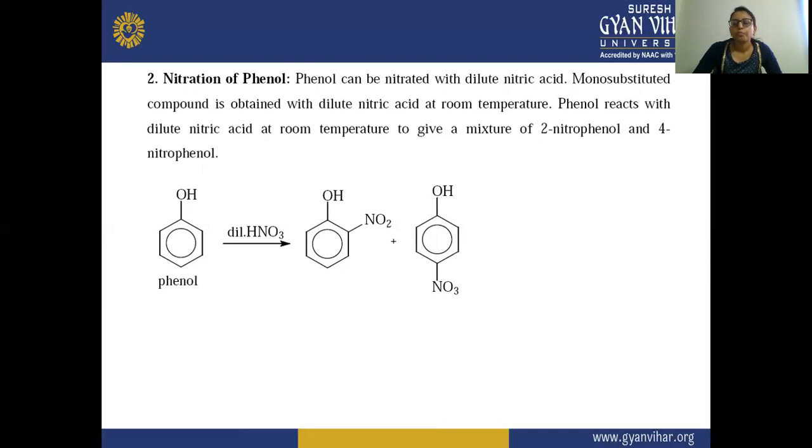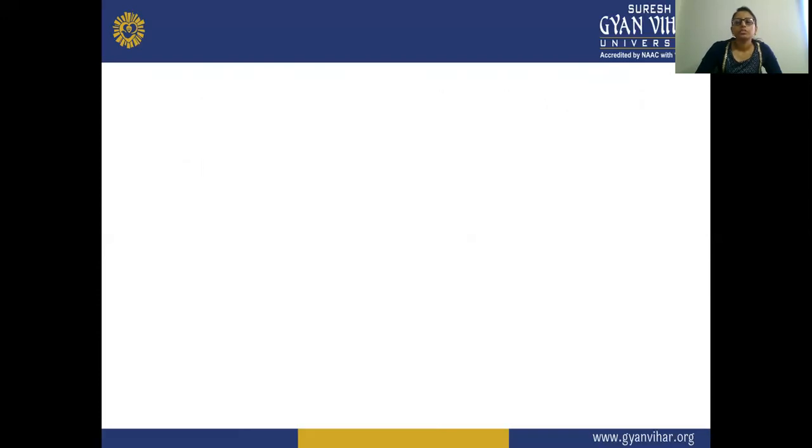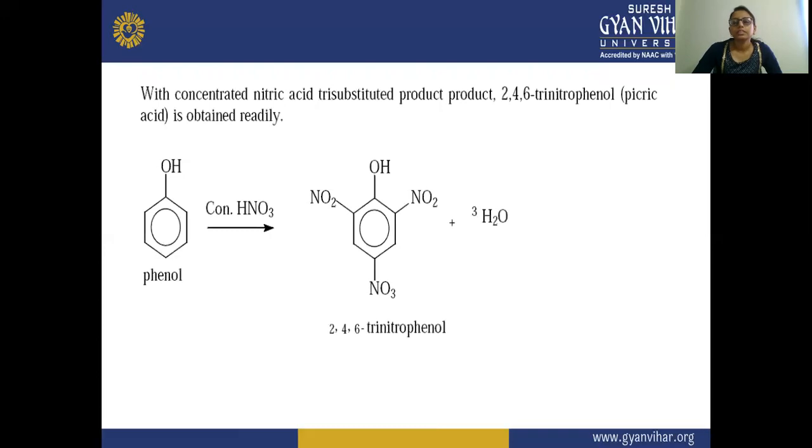So when phenol is nitrated with dilute nitric acid, there is a formation of a mono-substituted nitro compound at room temperature. There is a mixture of two compounds: one is 2-nitrophenol and the second one is 4-nitrophenol. Next is with concentrated; we have been using the dilute.